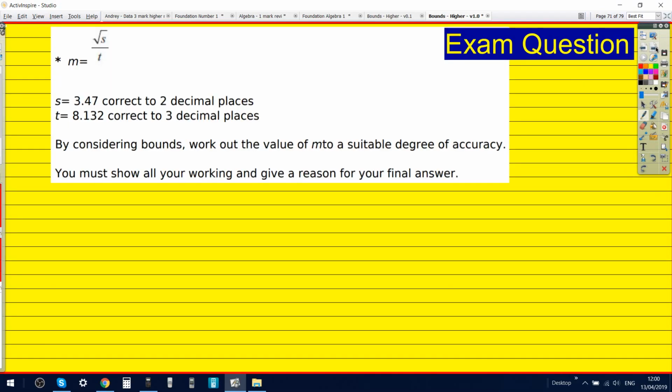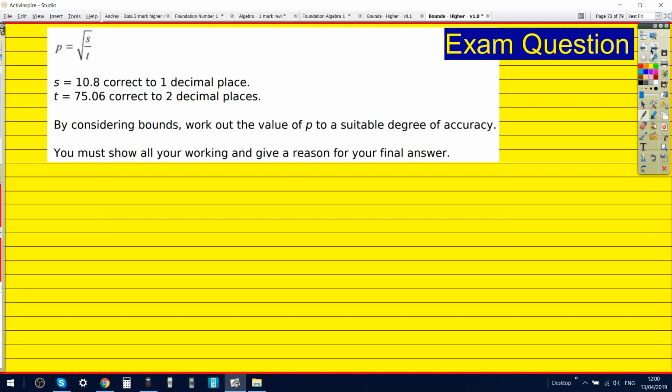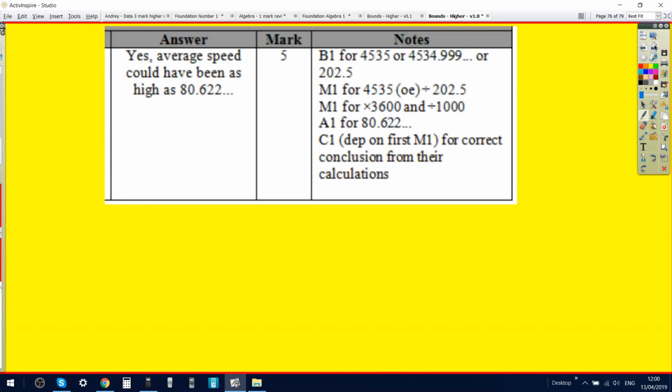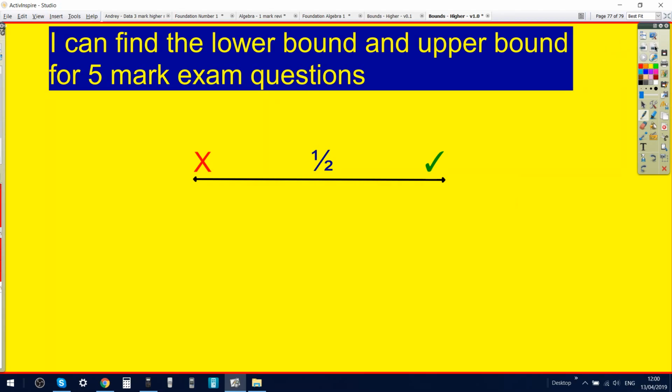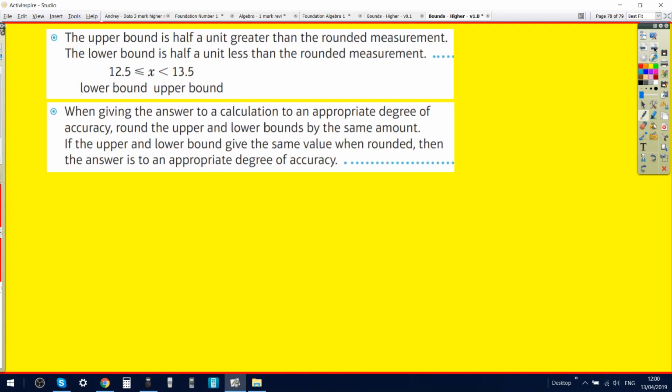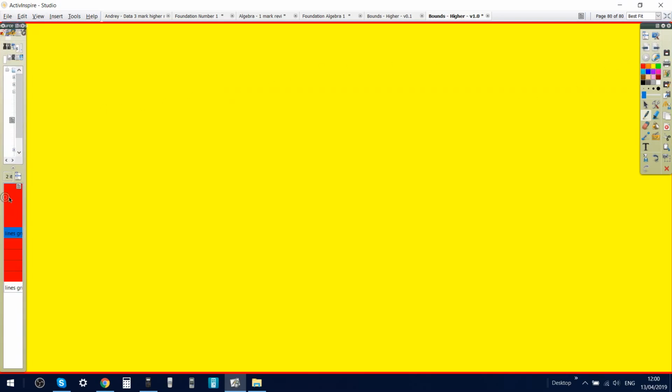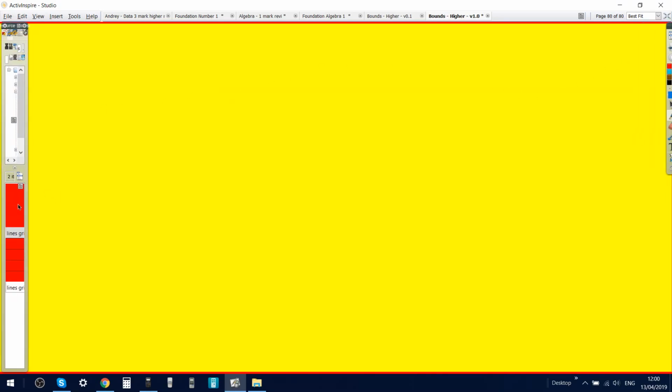And was this a 5 marker? That looks fine. Square root of s over t. That looks fine as well. And then this one was the speed, distance, time. We got one of those. How was that for you? That was good. So nothing but grade 9 there.